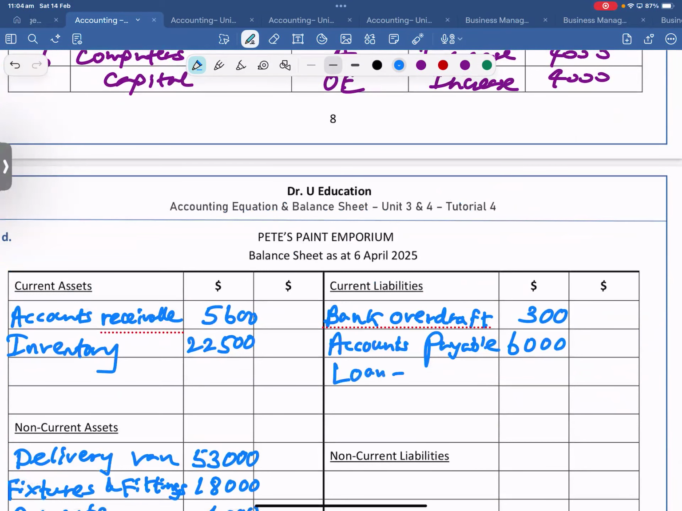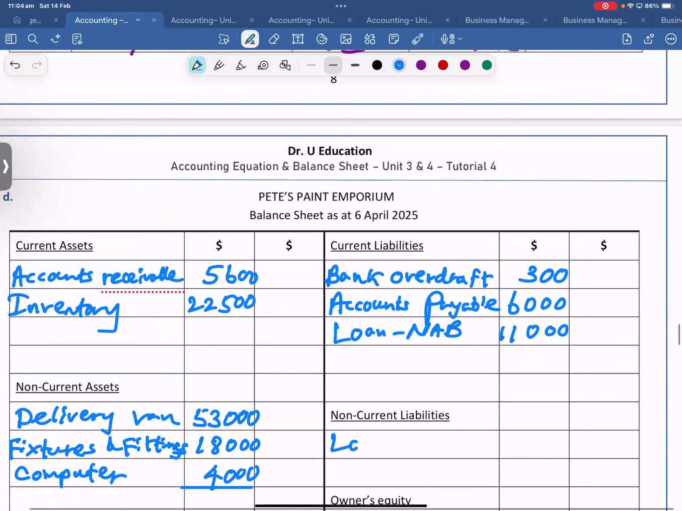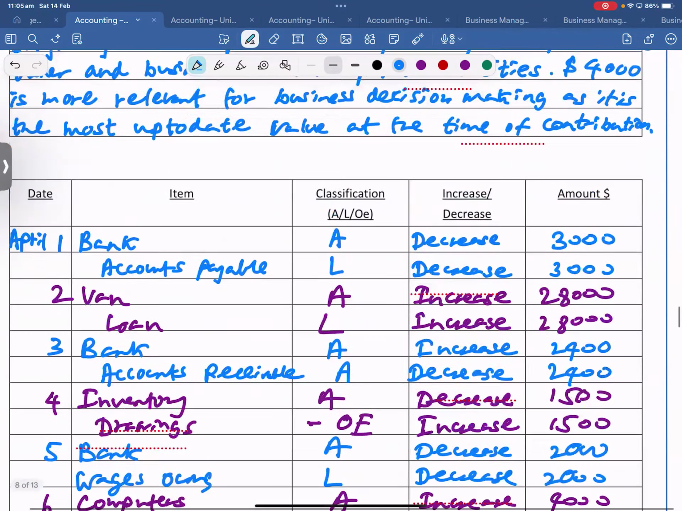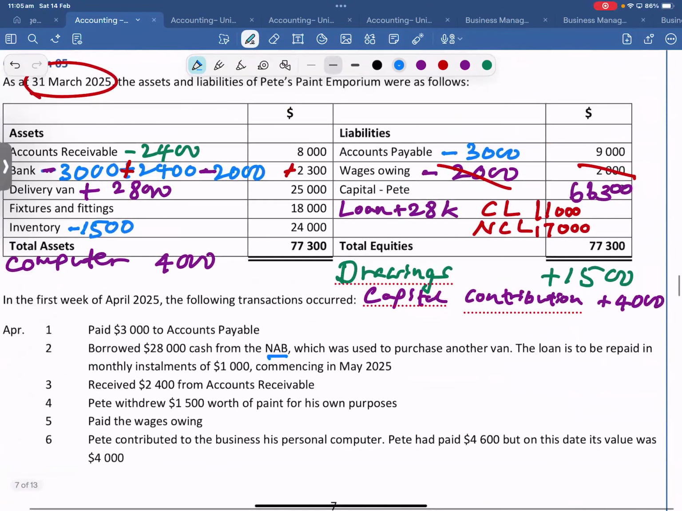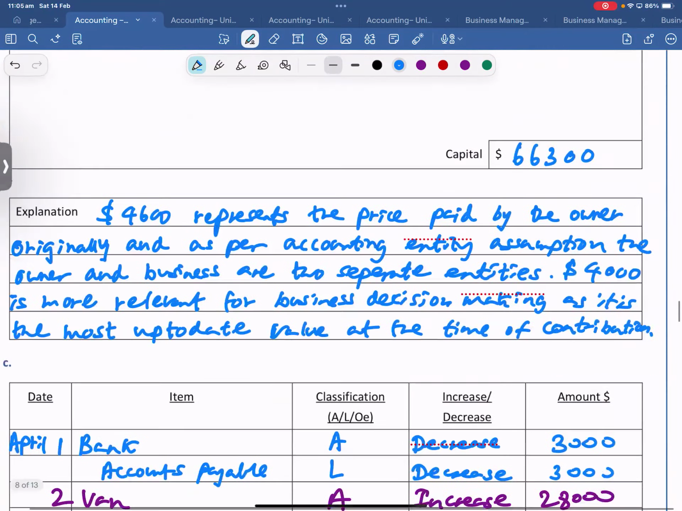Loan current portion. And then non-current. Very good. Loan non-current, how much? 17,000. There we had only one non-current, so I'll write it straight away in the last column. Right. Next one is drawings. Before drawings, we had to write this one. Capital 66,300.